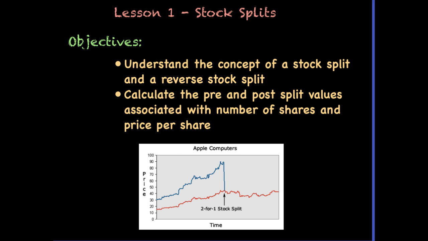In this chart here, you can see Apple Computers, and you can tell when they had a 2-for-1 stock split because the blue line suddenly drops right down and becomes the red line. Notice that when you're looking at charts on the internet, they usually fill in prior history. You can see what the stock looked like if it had split some time ago.